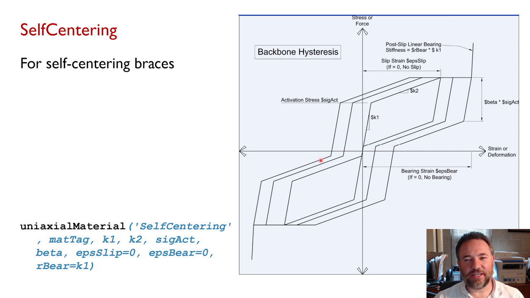So this material is to represent self-centering braces. I bring this up because I wrote this material for OpenSees a long time ago, 15 years ago or something like that. And it allows you to represent a flag-shaped hysteresis, which is the behavior of a self-centering device. So I have an initial stiffness, a post-yield or activation stiffness, and then when I let go of the force, instead of going down to zero and ending up with a residual strain or deformation after the force is removed, it has a mechanism to bring the displacement back to zero on every cycle.